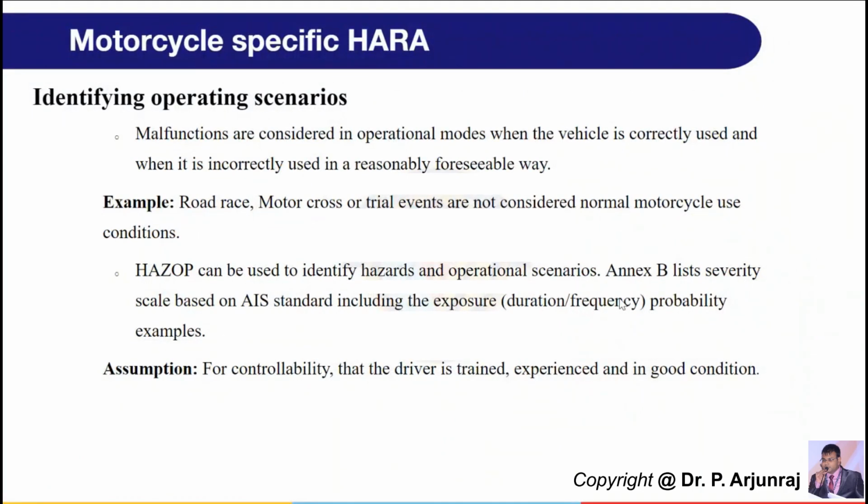Exposure, basically. For controllability, you are assuming that the driver is trained, experienced, and in good condition. Severity, exposure, and controllability are all important. If the driver is well trained, he can control it in a very good way, and if the driver is experienced, he can also control it. What happens if the driver is not trained for a specific scenario, or is a novice, or very new? The controllability also varies. That is why the operational scenario is important to identify, and why there is an annex where, based on that, the severity and exposure also come into the picture.